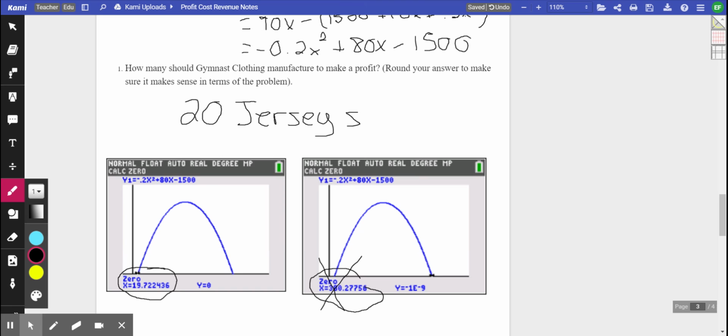Because we have our profit, right? If this is our function, this was our break-even point. So anything above that is all considered profit.